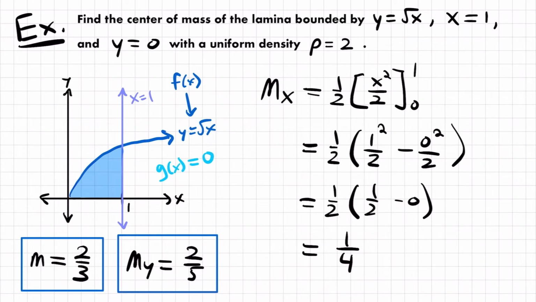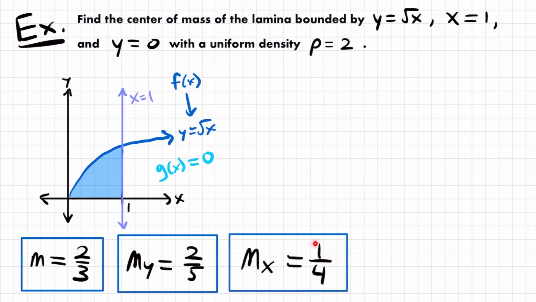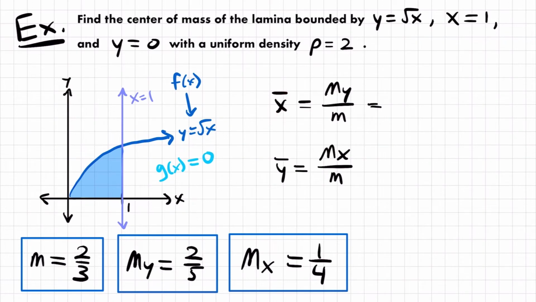And so if I clean up my work again, we now have calculated everything we need to find the center of mass of our lamina. And so we need to calculate each coordinate of the center of mass. And so x bar is equal to the moment about the y-axis divided by the mass, and y bar is equal to the moment about the x-axis divided by the mass. And so let's start with x bar. That will be equal to the moment about the y-axis, which is 2/5, divided by the mass, which is 2/3.